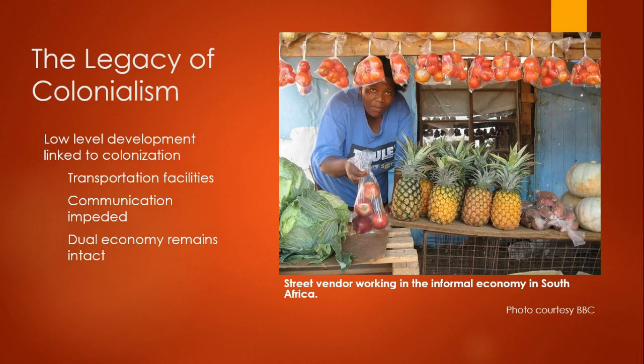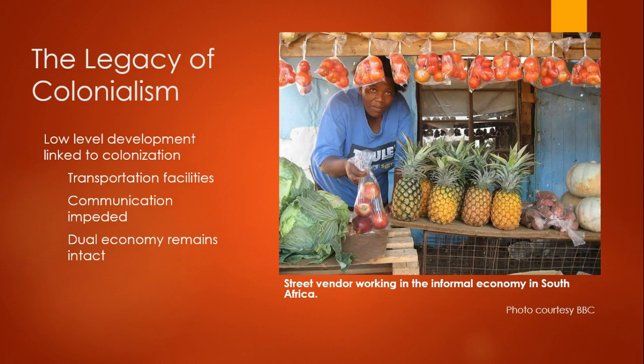But there were no good networks developed for trading in regional areas. Communication networks were never well established, and these were impeded by natural barriers. Public infrastructure itself, whether it's poor roads or telephone networks or utilities, were never developed in much of sub-Saharan Africa as a result. We also find that the dual economy remains intact. The economy is not well integrated.